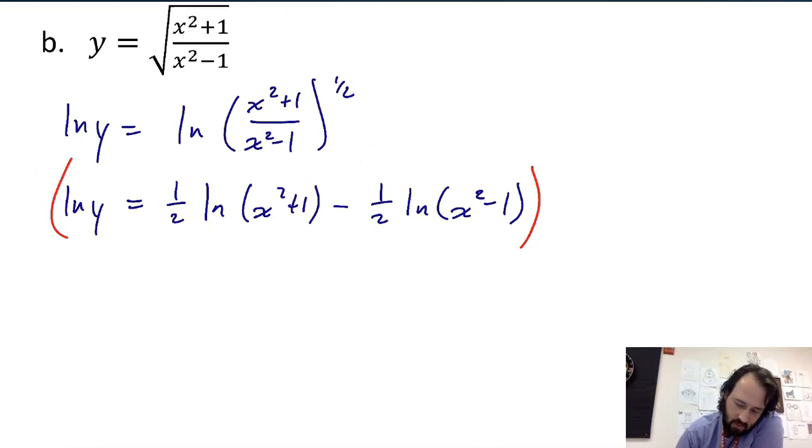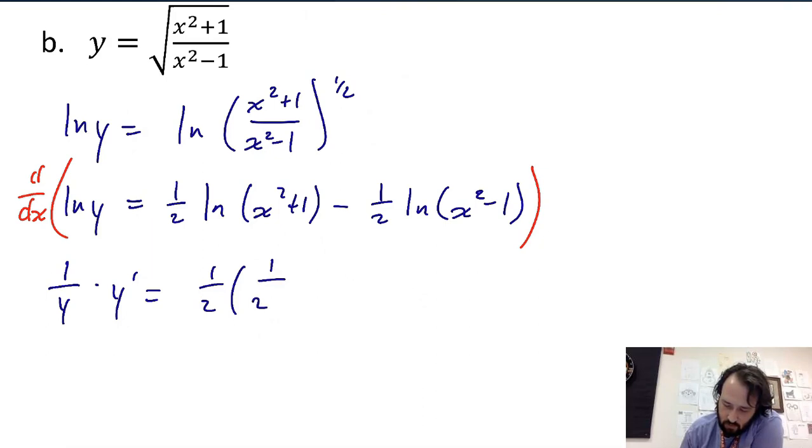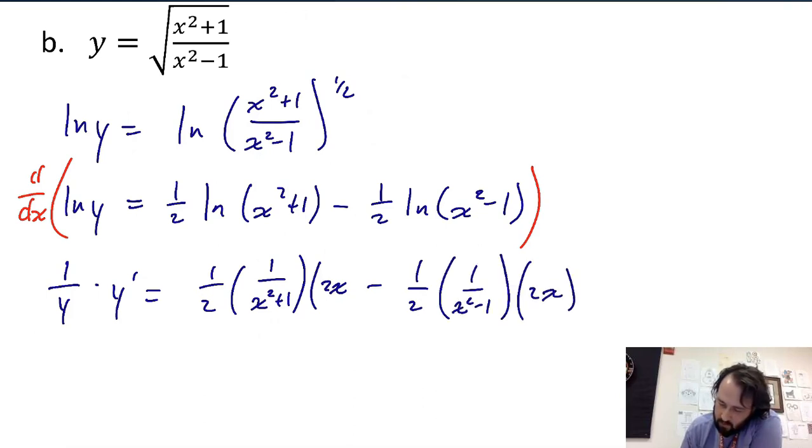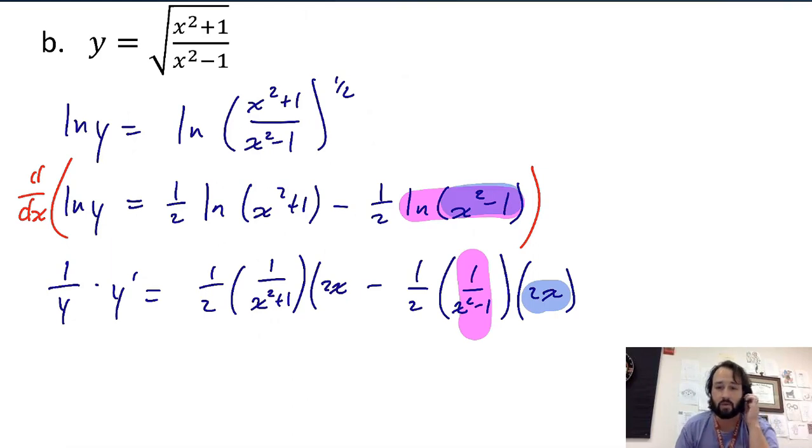So I'm going to take d over dx, and I will have 1 over y times y prime equals 1 over 2, 1 over x squared plus 1 times 2x, minus 1 over 2, 1 over x squared minus 1 times 2x, right? And all of this is using the chain rule with these natural logs, right? ln is 1 over the thing inside times the derivative of the thing inside for both of those logs, right? This one and this one right there.